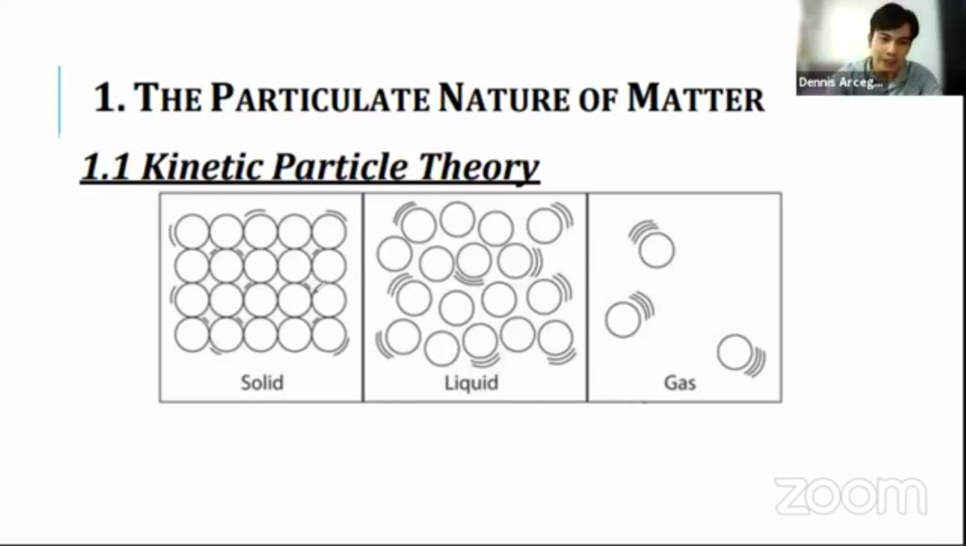As you can see, in solid, particles are in regular arrangement. We call it lattice arrangement, okay? And the particles of a solid, as you know, just vibrate in place. While for liquid, there's some space and the arrangement of particles is irregular. They can slide past each other, unlike the solid, where they can only vibrate. Then for gas, there are a lot of spaces so they can move freely.